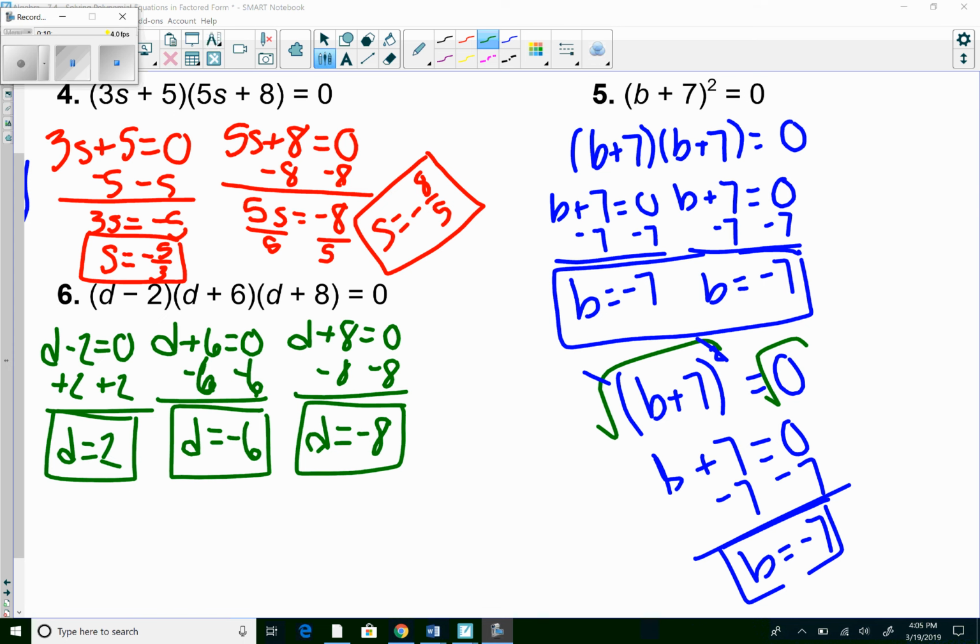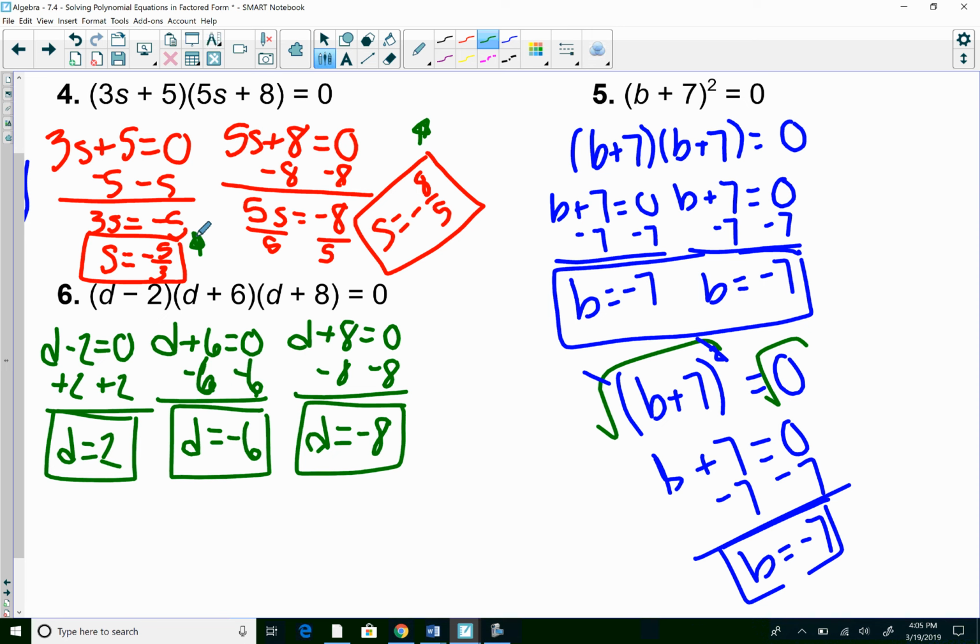All right, here are my 3 solutions. I didn't give myself much room on that number 4, so just make sure that you guys can find them up here and right here. So S equals negative 5/3 and S equals negative 8/5.